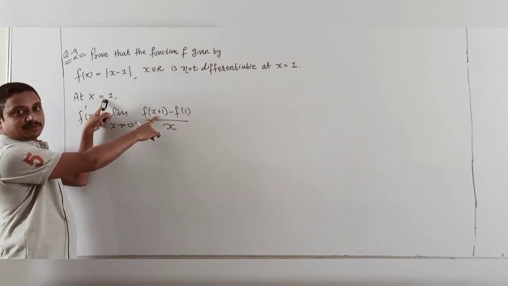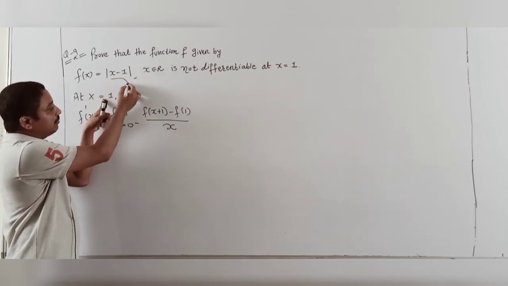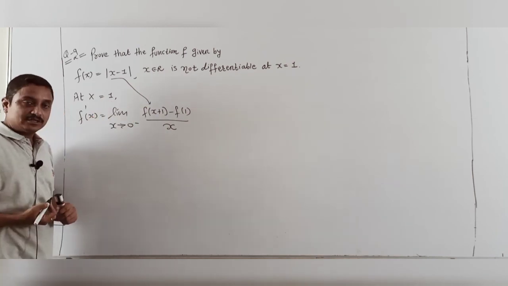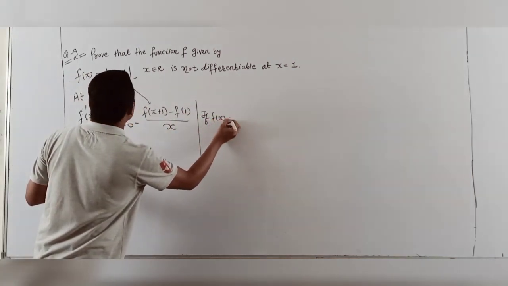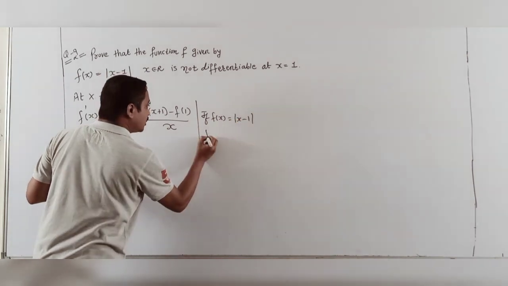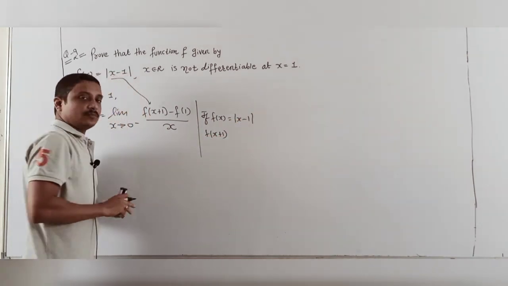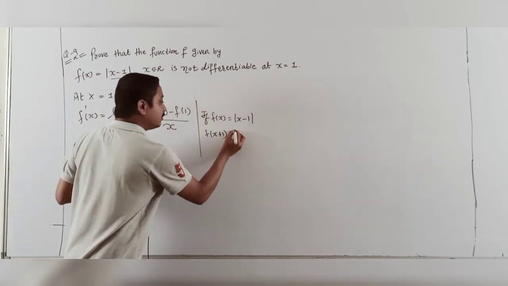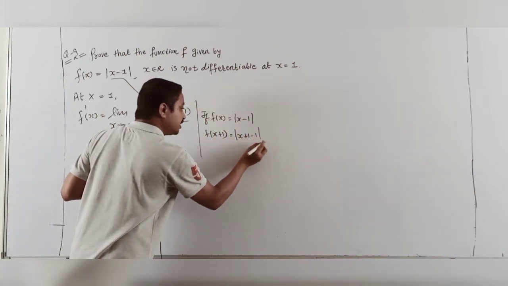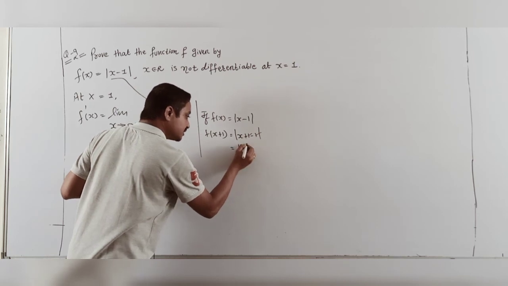So here apply x plus 1, not this value. After that I will take it. So here students, if f(x) is modulus x minus 1, what is f of x plus 1? Only x is replaced. I replace it with x plus 1. You get it? Sure, it is modulus x.